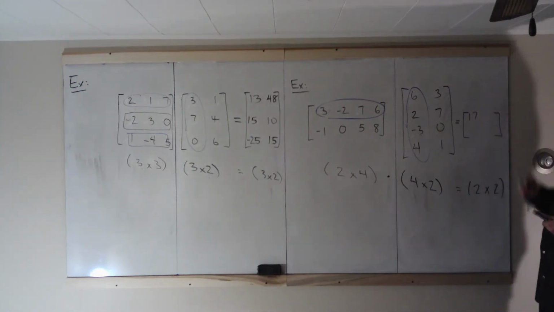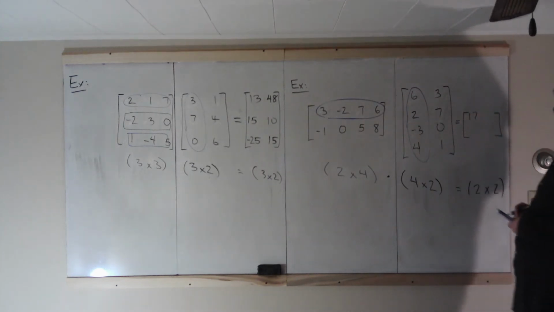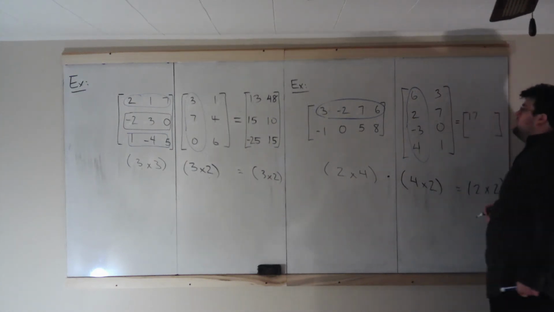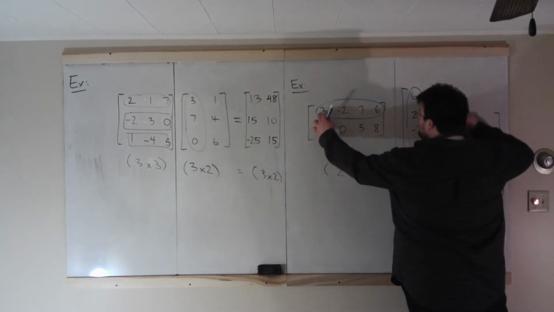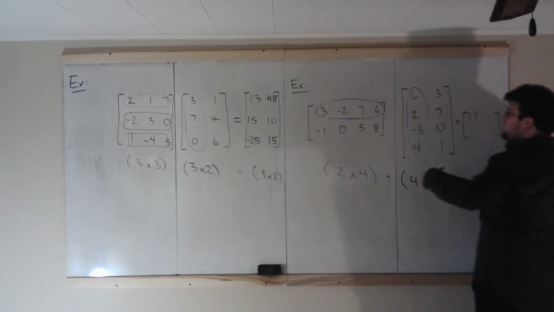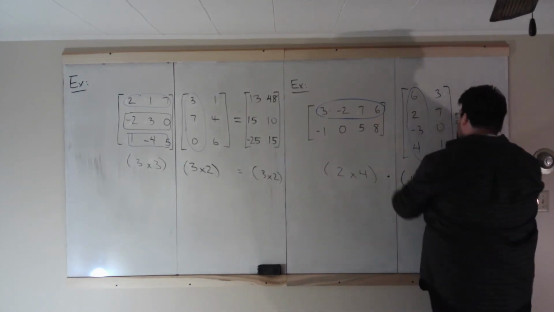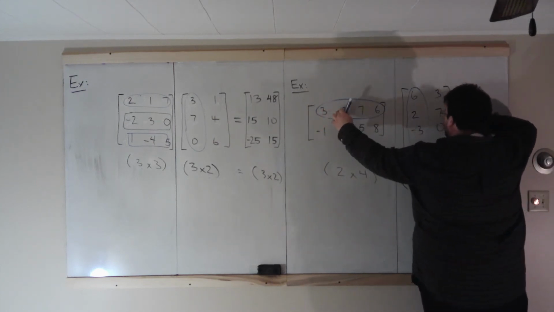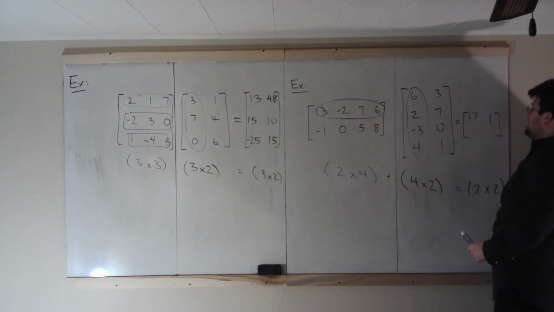First entry times first, 3 times 6, 18. Negative 2 times 2, negative 4. Or sorry, 7, negative 3, negative 21. 6 and 4, 24. Well, we're not done with that first row. We have to go to the next column. 3 times 3, 9. Negative 2 times 7, negative 14. 7 times 0, 0. 6 times 1, 6. So what do we have? 9 minus 14, negative 5, plus 0, plus 6 gives us 1.